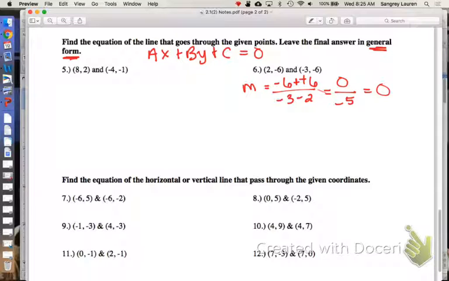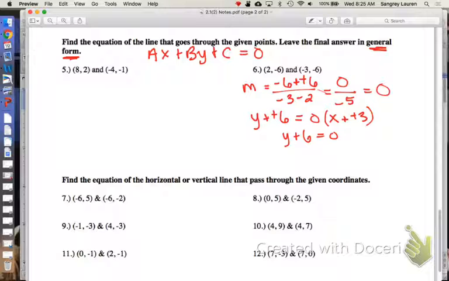I'll use the second point this time. So y minus y1 equals m, which is 0, x minus x1. Now think about this. I cleaned up my minus negatives first, but if we are going to distribute that 0, it's just all going to become 0. So this is y plus 6 equals 0.